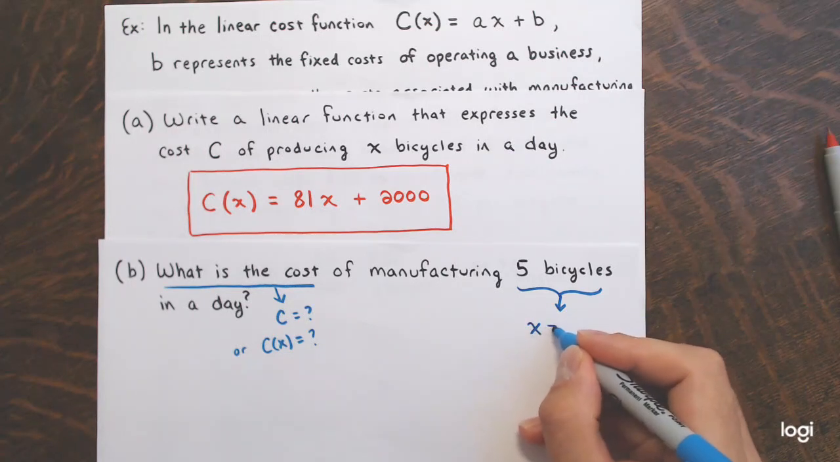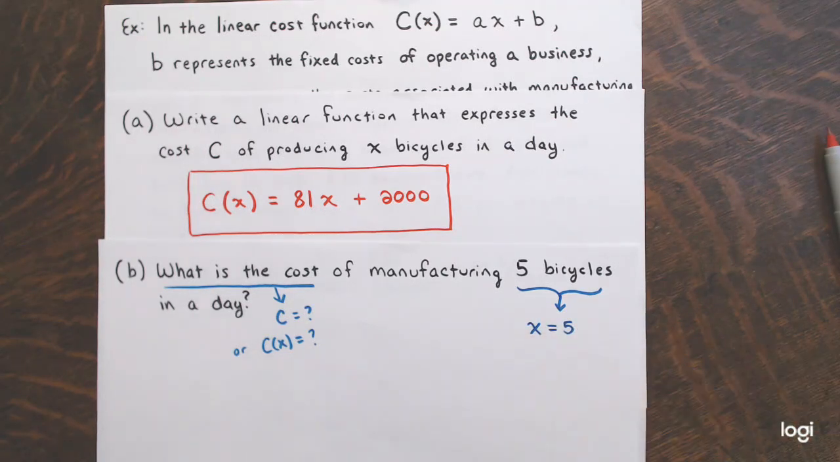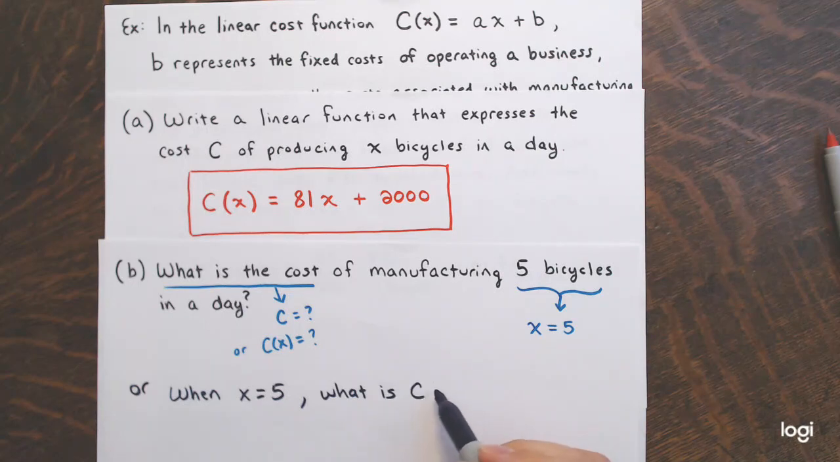So they're telling me X equals 5 here. What is the C? What is C of X? So another way this question could be asked is this: when X equals 5, what is C of X? Right? Or just what is C? What is the cost?